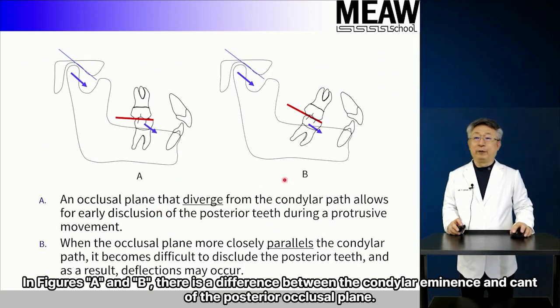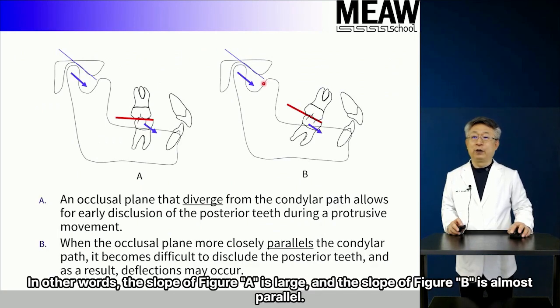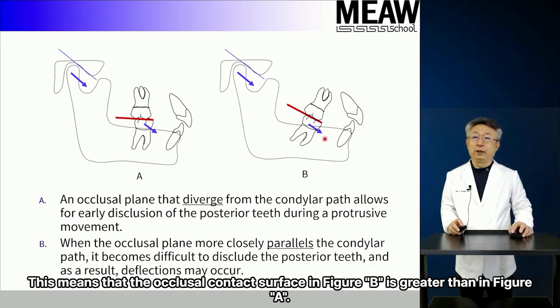In figures A and B, there is a difference between the condylar eminence and the cant of the posterior occlusal plane. In other words, the slope of figure A is large, and the slope of figure B is almost parallel. This means that the occlusal contact surface in figure B is greater than in figure A.